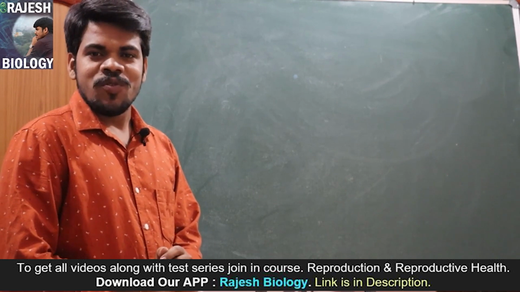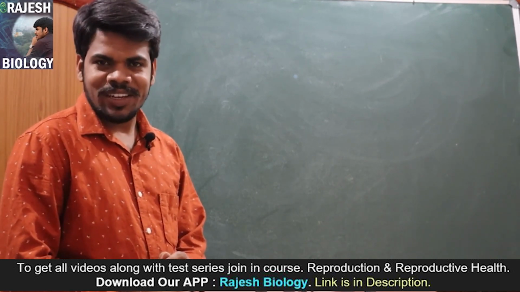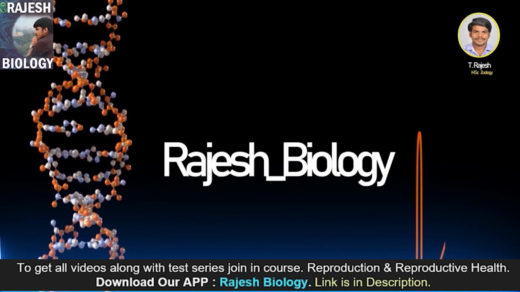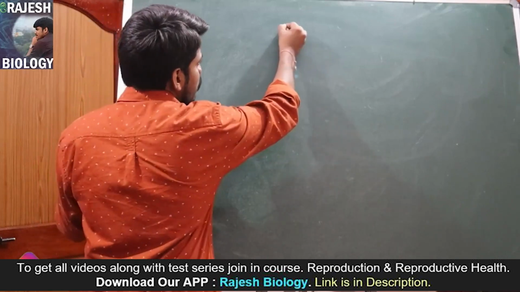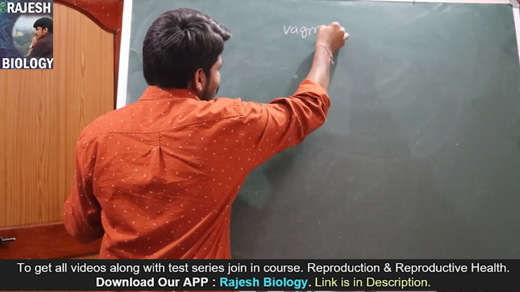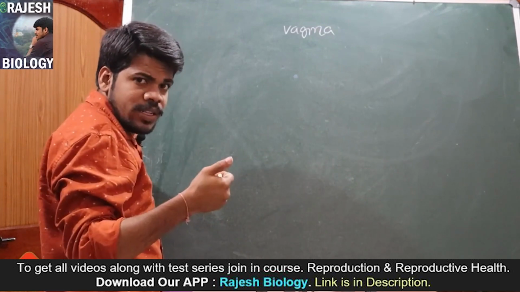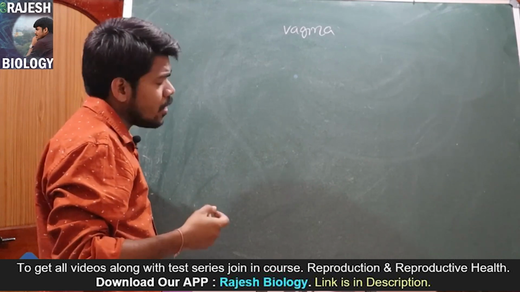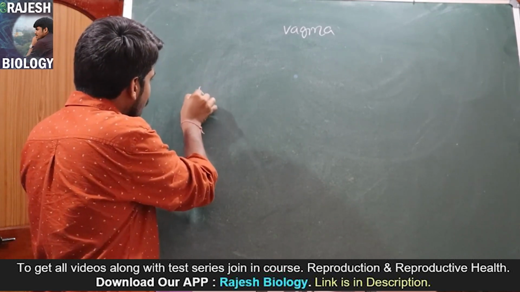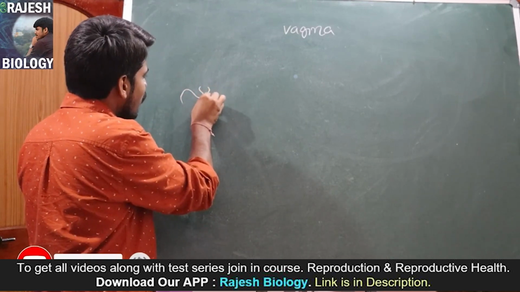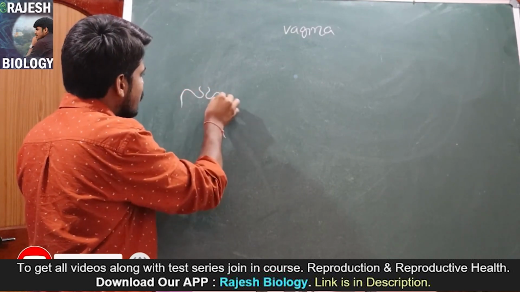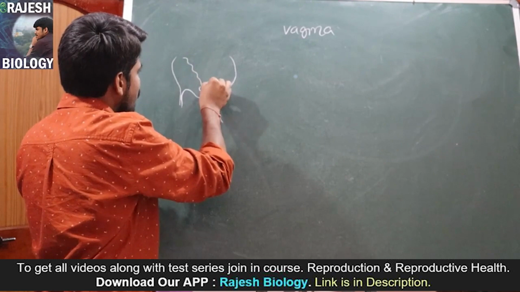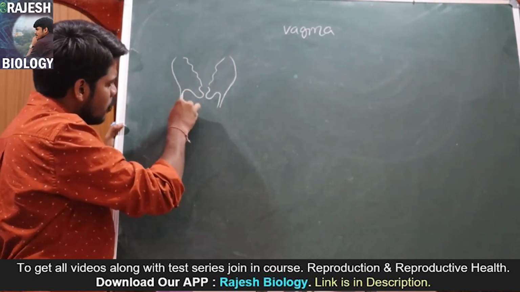Today our topic is vagina and vulva, external genitalia. In the last class we completed the uterus, right? The uterus has three parts: fundus, corpus, and cervix. The cervix is a narrow canal, and through this cervix, the uterus opens into the vagina.